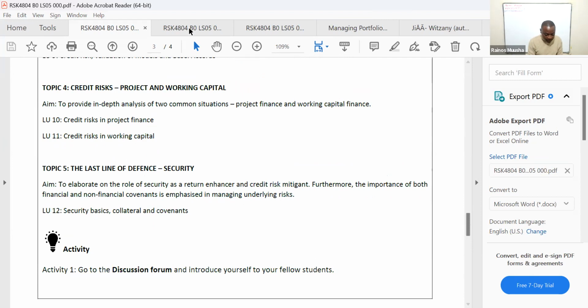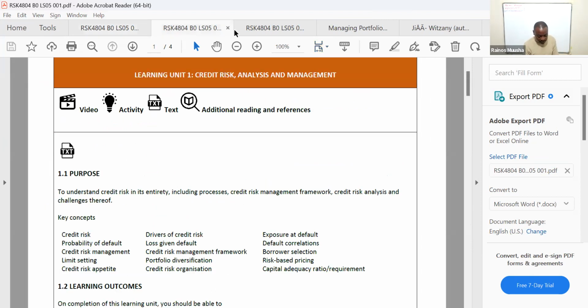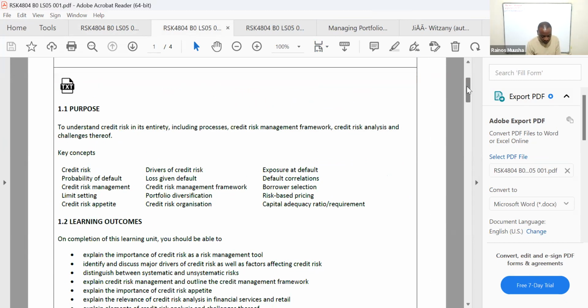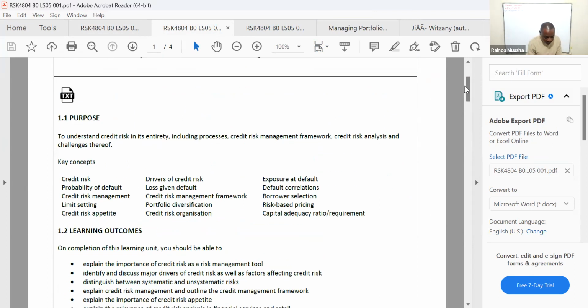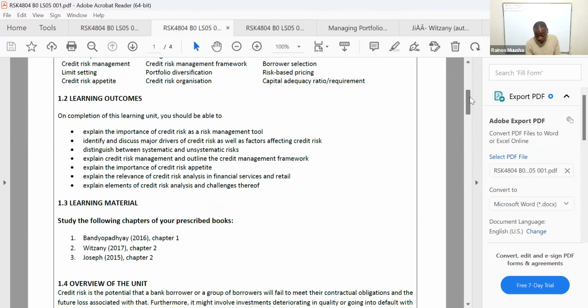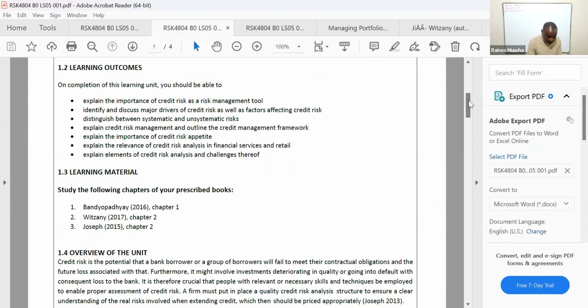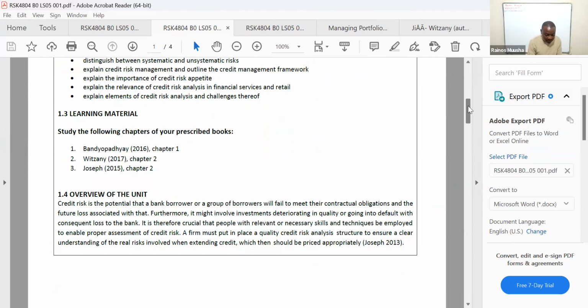Looking at the study guide that was posted covering learning unit 1, you see that for 1.1, they look at the purpose, where they say to understand credit risk in entirety, including processes, credit management framework, and credit risk analysis and challenges. Then they give us the key concepts that we need to take note of, and then the learning outcomes. For learning unit 1, they're saying we need to cover chapters coming from these 3 books.